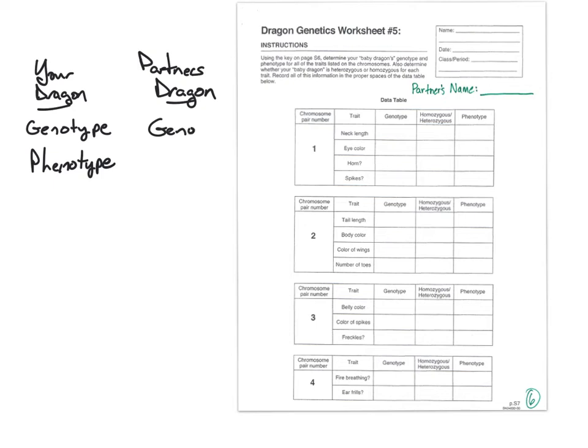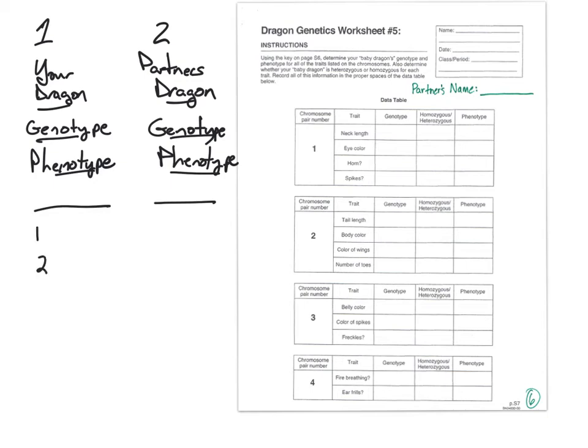Now, I say partner. If you don't have a partner, you're doing this twice, right? Dragon 1 and Dragon 2, right? You're doing this twice. And so, clearly, if you have a partner, they have a genotype, you have a genotype, you have a phenotype, they have a phenotype, and that's your pet dragons. Now you have 4 chromosomes, 1, 2, 3, and 4.